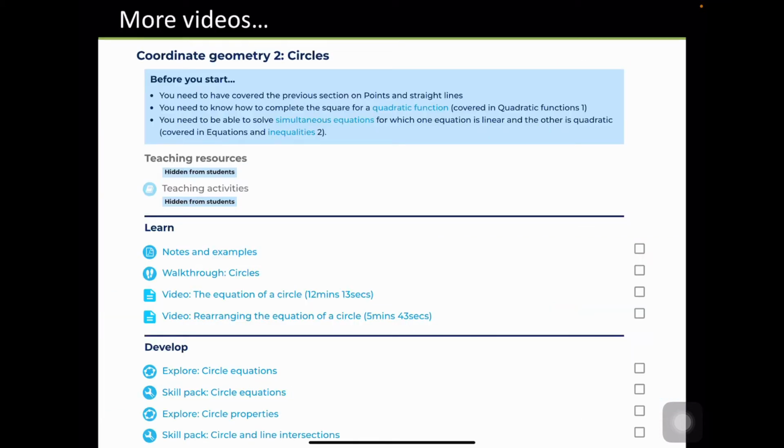Just to show you again, if there's anything which doesn't make sense during today's lesson, or if you just want to do some further independent learning, you can use the resources under this heading when you go on to coordinate geometry 2 circles. So you have notes and examples, one walkthrough task, and then you have some YouTube videos as well. So feel free to check those out.